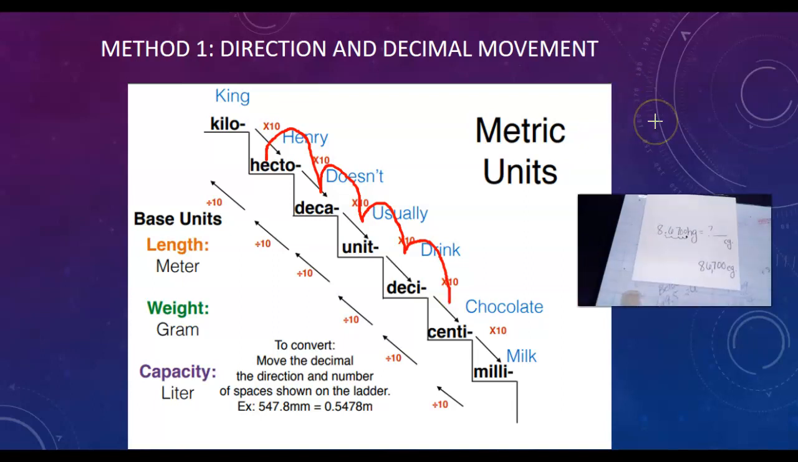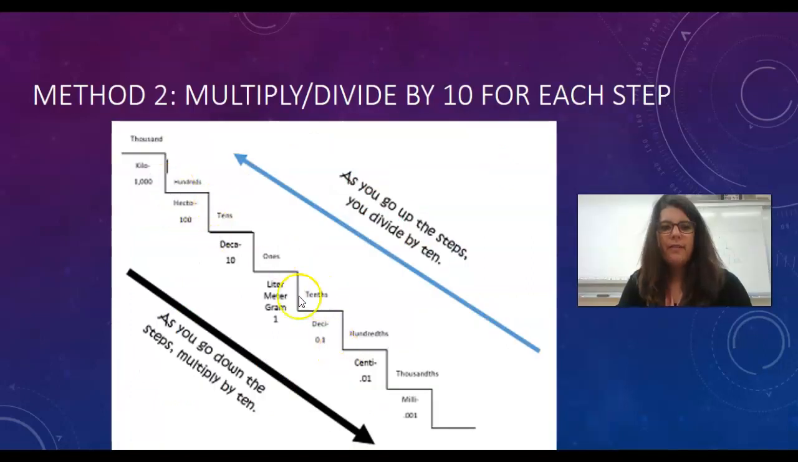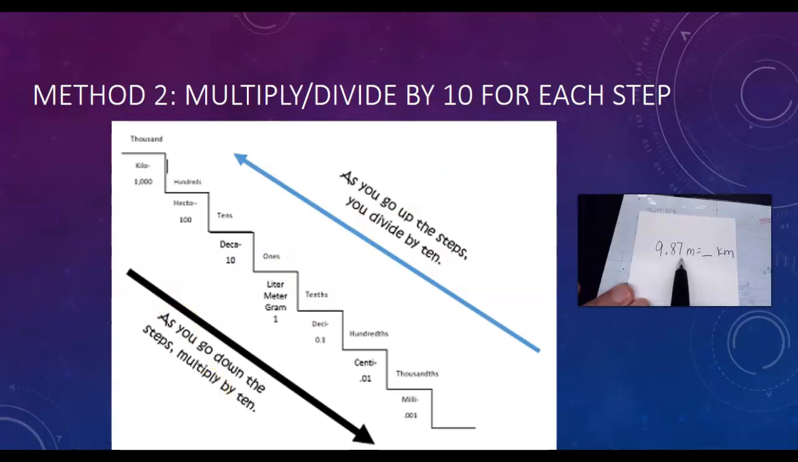So here's the second way that you can figure these out using math. We still have our steps here: kilo, hecto, deca, liter, meter, gram, deci, centi, milli. That hasn't changed. That will always be the same. But as you go up the ladder, you would divide your number by 10 for each step. So let's say, for instance, I have 9.87 meters, and I want to know how many kilometers that is.